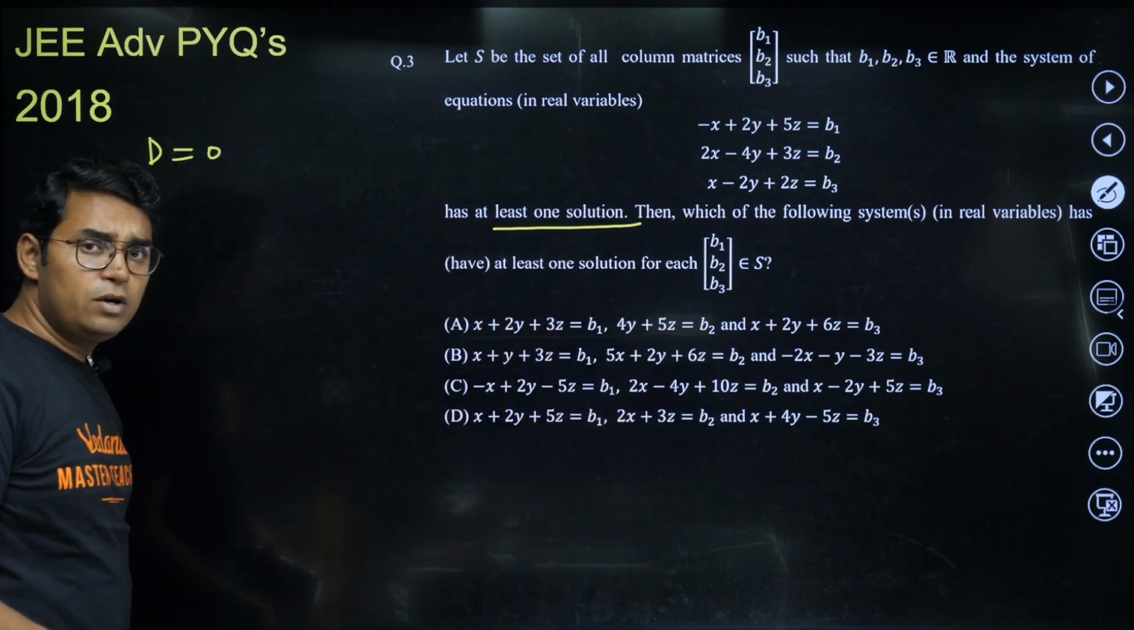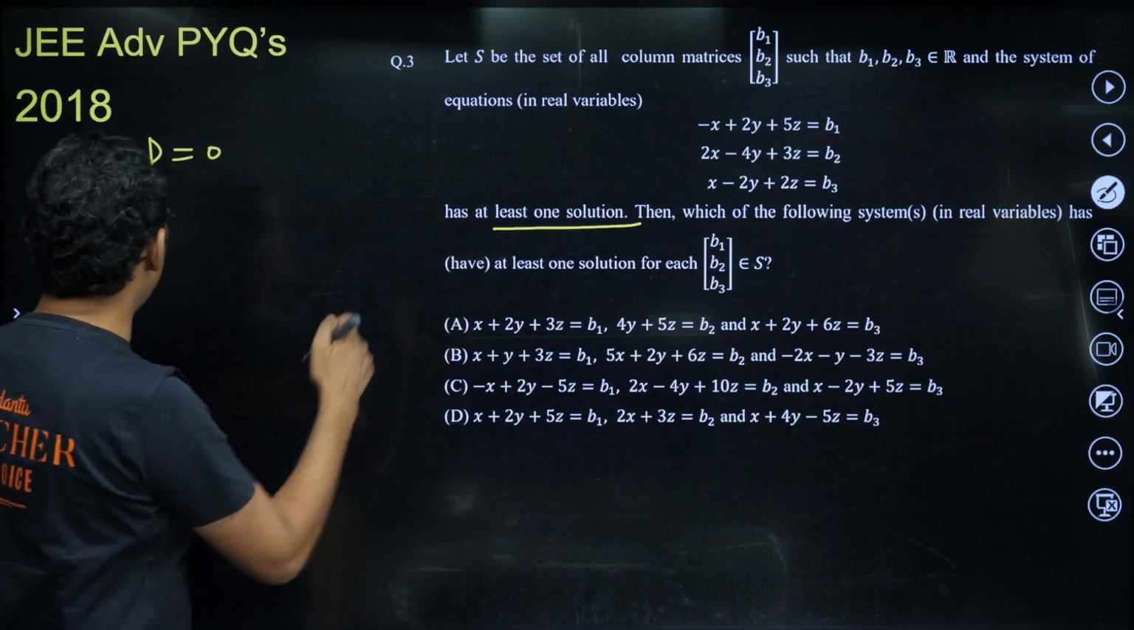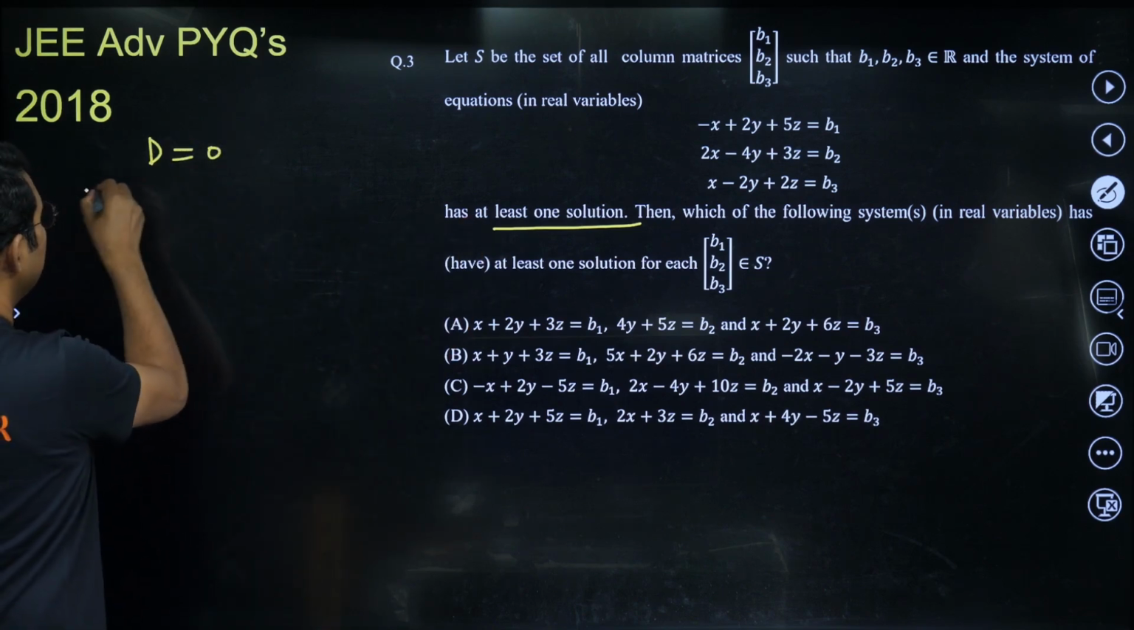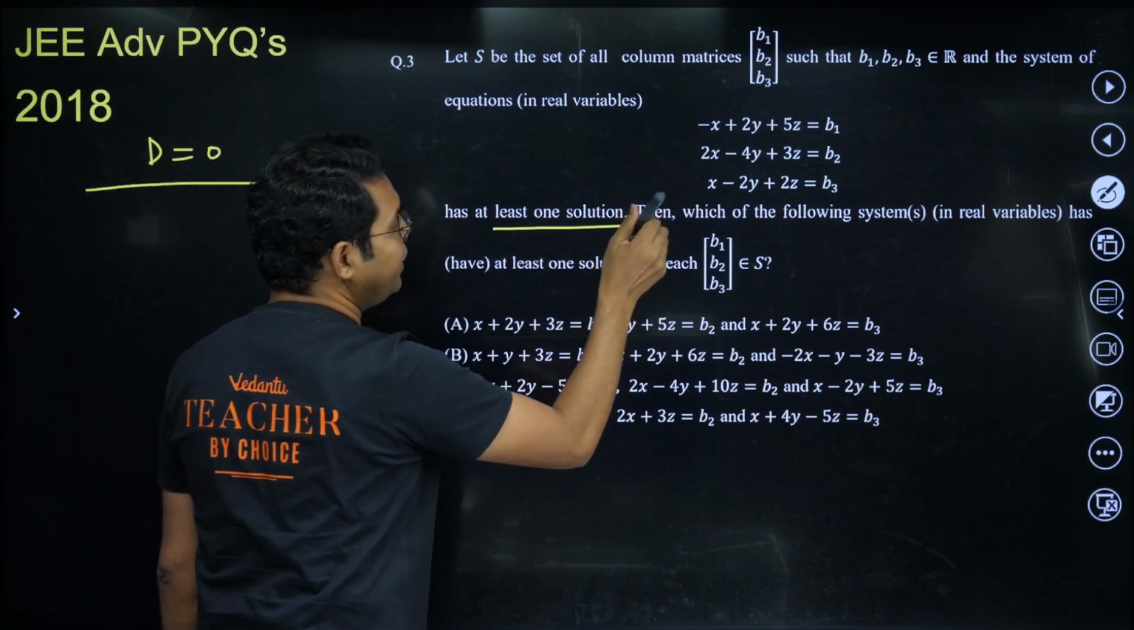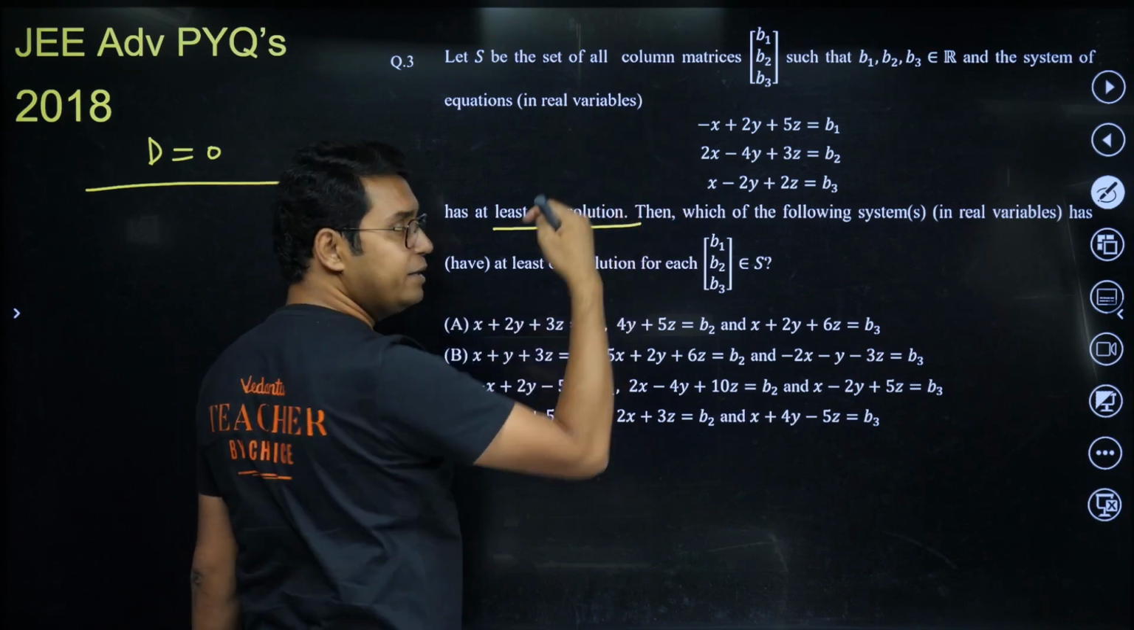Now I will go with my shortcut method. Please see, my shortcut method was that we multiply the first equation by P, the second by Q, and we obtain the third one.